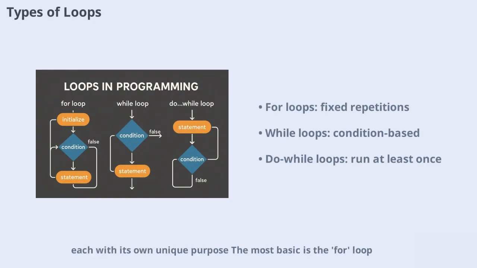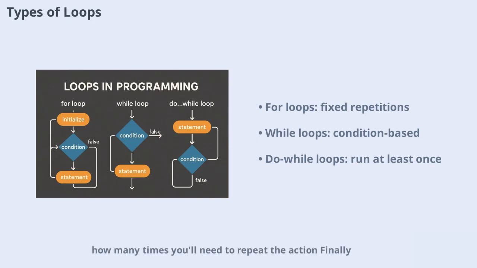The most basic is the for loop, which repeats a block of code a specific number of times. For example, you might use a for loop to process every item in a list. Next is the while loop, which continues to execute as long as a certain condition is true. This is useful when you don't know in advance how many times you'll need to repeat the action.